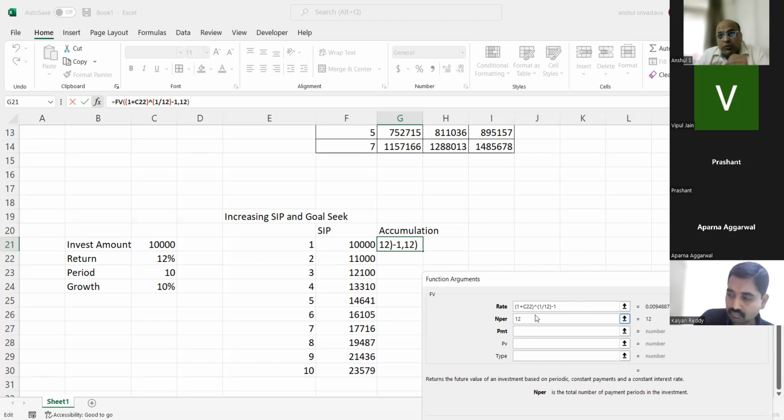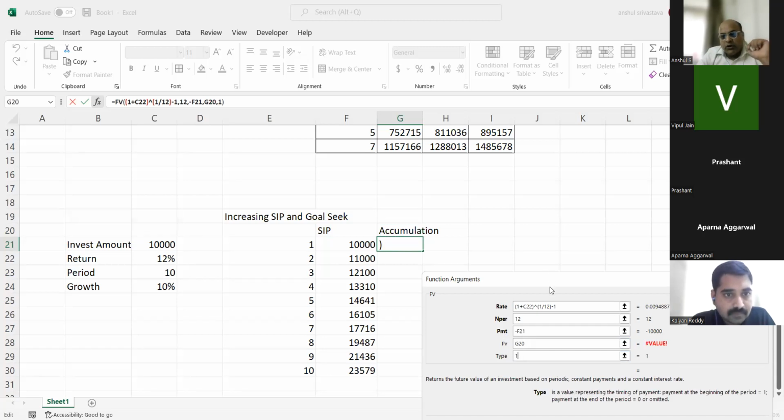Each SIP would be for 12 months, no? So we can put 12 by hand also, because 12 will not be used for goal seek. Otherwise, you can write 12 in a cell and use that cell. So NPER is 12. PMT would be minus 10,000 for 12 months, the regular payment. PV is 0, or PV would be this cell, and type would be 1.